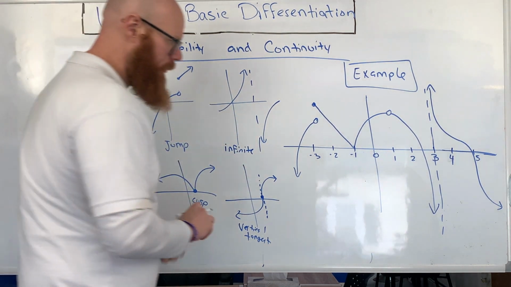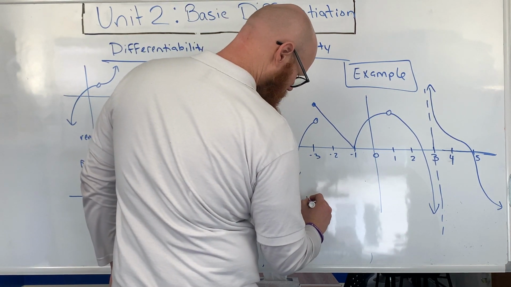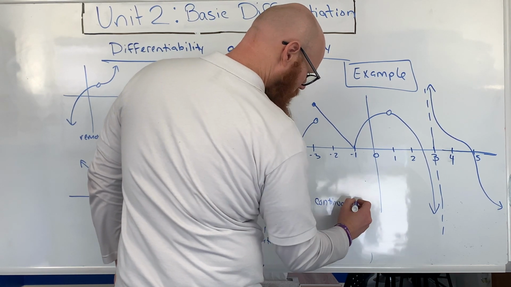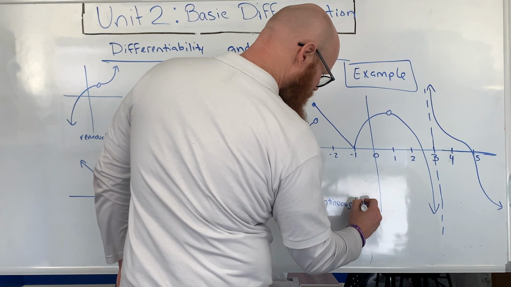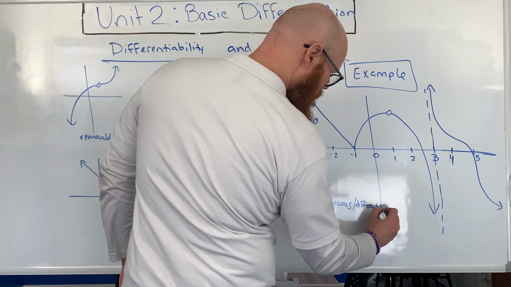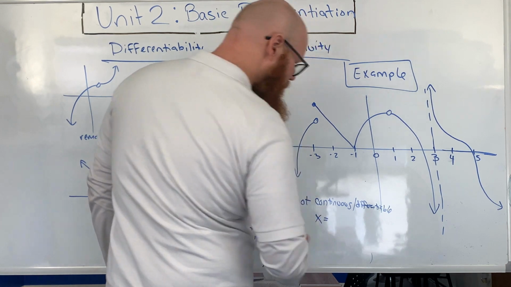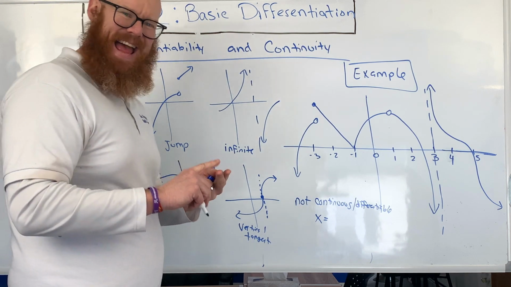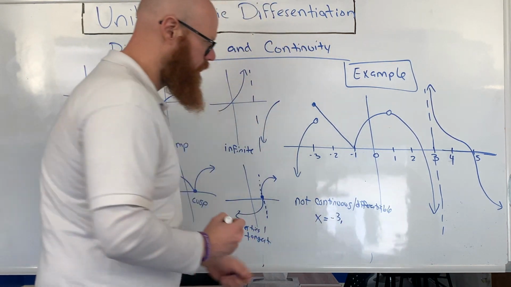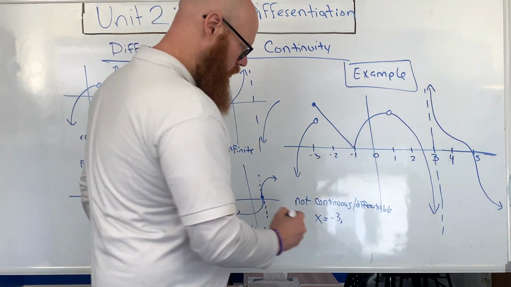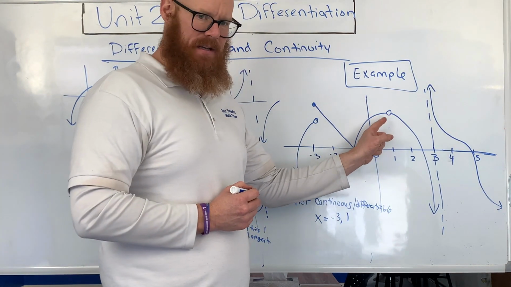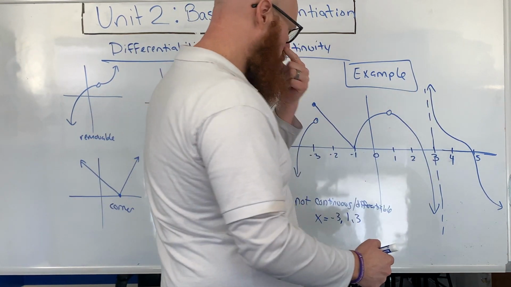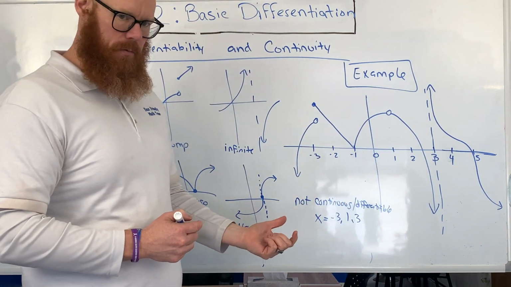So if you just look at our example, and we want to figure out where is something not continuous or differentiable. That would happen here at -3, because we have a jump, so it's not continuous and not differentiable. It would happen here at 1, because it's a hole, so it's not continuous, therefore not differentiable. And it would happen at 3, because there's a vertical asymptote, so it's not continuous, therefore not differentiable.